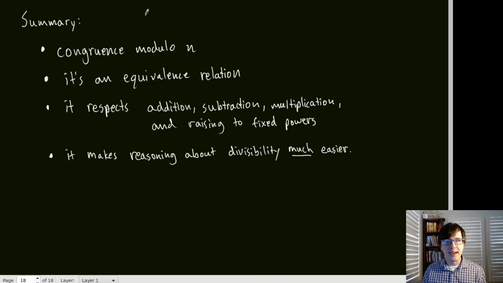Okay, so let's summarize what we talked about in this video. We introduced congruence modulo n, which is this equivalence relation that respects addition, subtraction, multiplication, and also raising to fixed powers, as we saw in a few examples. And it makes reasoning about divisibility much easier than it otherwise would be, because it makes it so that you can just immediately throw away different multiples of a given number. Because without modulo, you have to always be keeping track of that multiple of n in all of your expressions. And anyway, why do that?